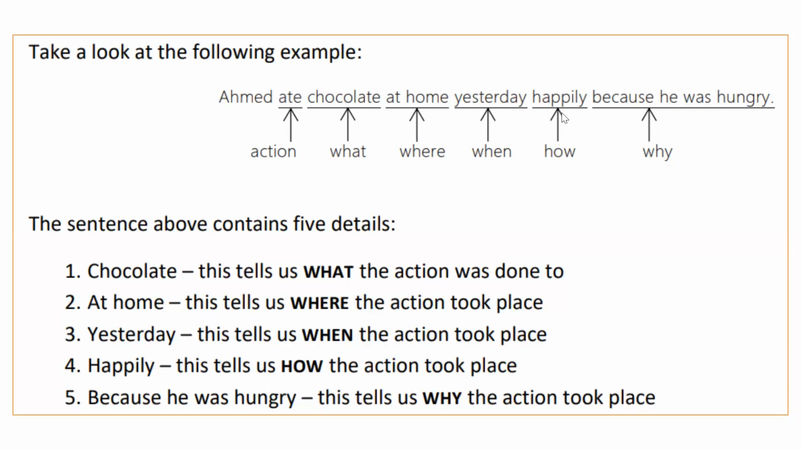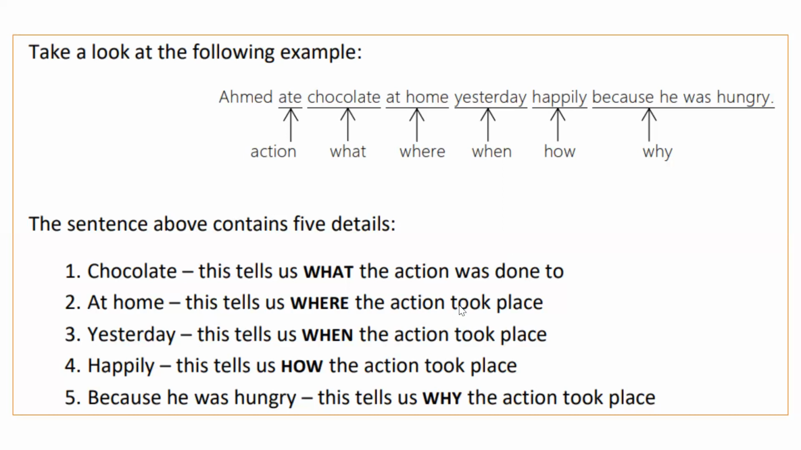The same way, "happily" is telling us how the action took place. And then this whole sentence or clause, "because he was hungry", is telling us why the action took place. So these are different details. Every answer that we are getting about the action is a different type of detail or a different type of maf'ul.